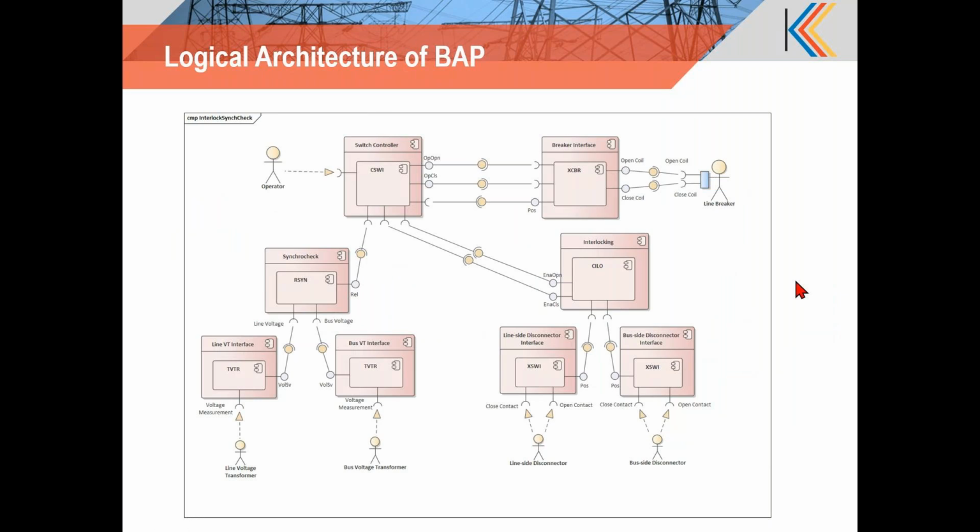Next, we'll talk about the logical architecture of BAP. Generally, there was a convention followed in each of these BAPs, that there will be a breaker interface simulating a circuit breaker, and there will be a switch controller which will be accepting the control to the circuit breaker, and based on the interlocking, the bay controller will allow the circuit breaking function. And also we had switching functions like line side disconnector interface and bus side disconnector interface. So these were a standard approach followed in most of these BAPs.